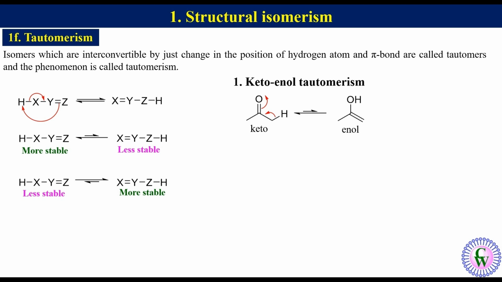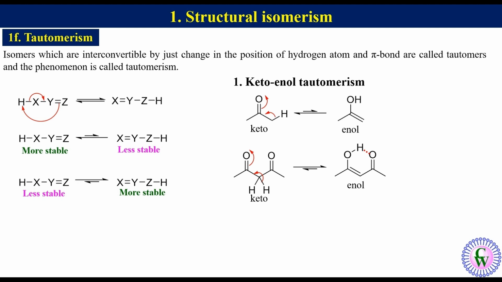Second example is acetylacetone, the keto form of which can be drawn like this. There are two more acidic hydrogens. Relocation of one of them like this gives enol form, which is stabilized by intramolecular hydrogen bond. This intramolecular hydrogen bond makes enol form more stable than keto. So the equilibrium arrow will be like this.